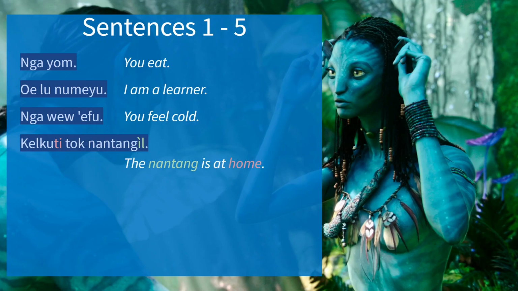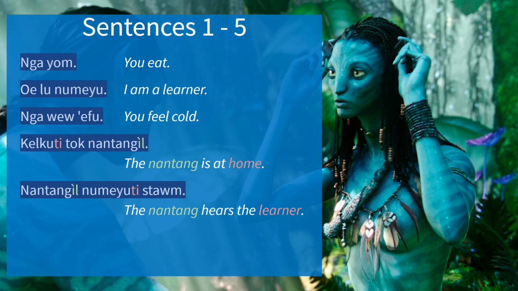Next, we finally get case endings. Gelkuti dok nantangil. So here you see that the L ending is on the nantang. So the nantang is the subject, the one who is somewhere. The gelku is the direct object, so the thing that is being at. Dok is not really a good example to explain that. But you see, it translates to the nantang is at home. You don't need to put the "at" into the Natvi sentence here, because it's kind of included in the dok.